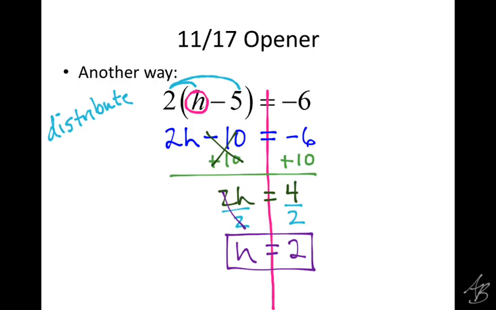All right, this is actually something that we're going to be doing today. We're going to have to do the distributive property sometimes in order to get a variable by itself. All right, for this equation right here, it doesn't matter which way you do it. You get the same answer. They're both right. They're both valid solutions, so either way is okay.